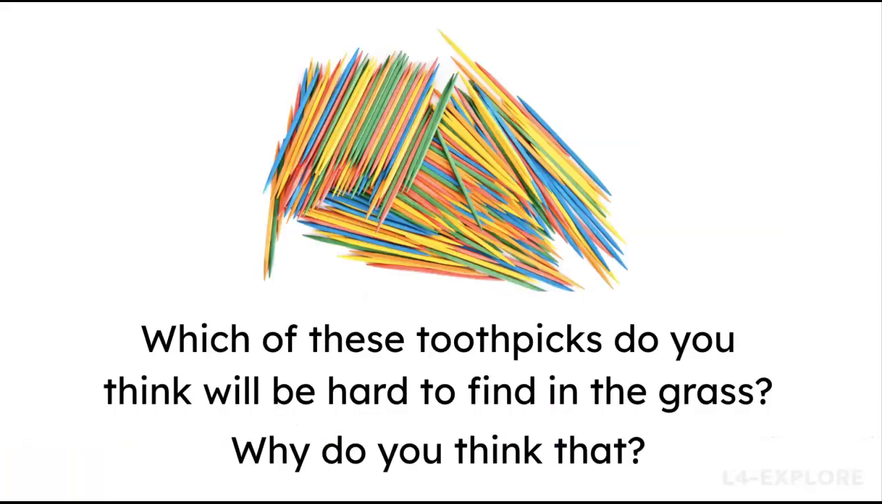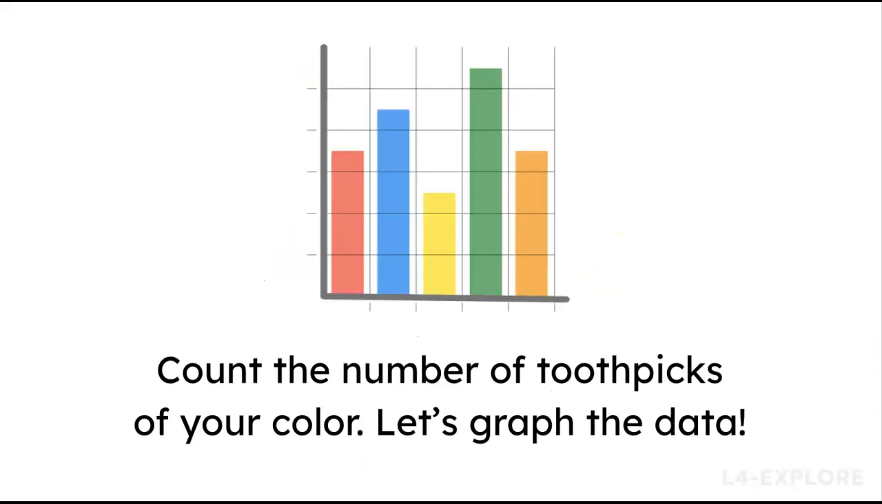For the Explore portion, you'll set up the katydid trait and survival investigation. There is a detailed procedure for this activity. Students will investigate finding different colors of toothpicks on different colored backgrounds. They'll then make a bar graph on the board and chart paper. This will be a model for the bar graph that students will make independently later in the lesson.